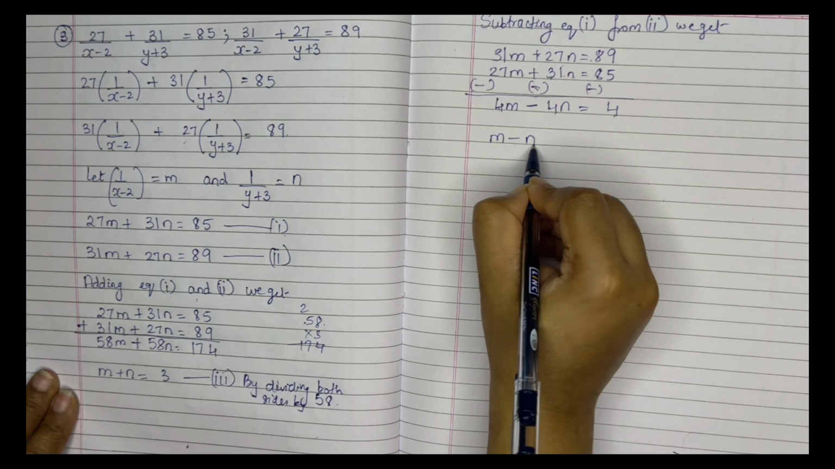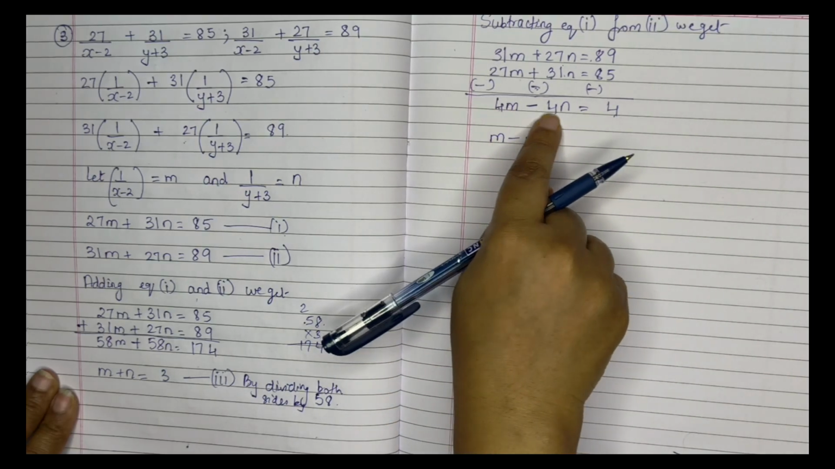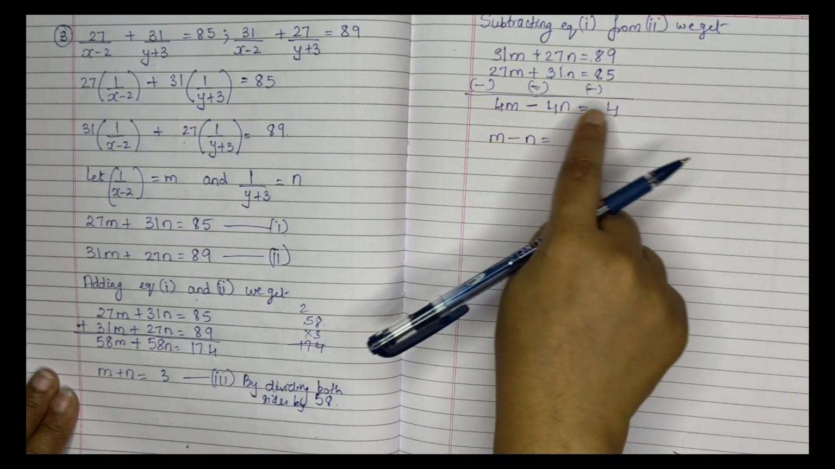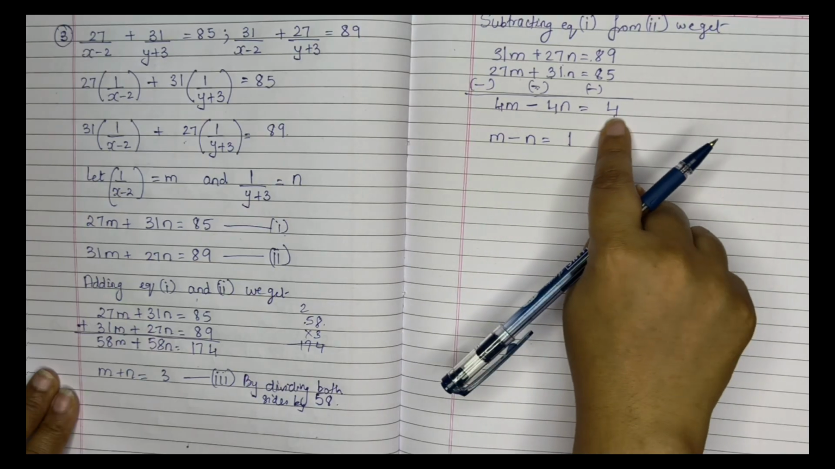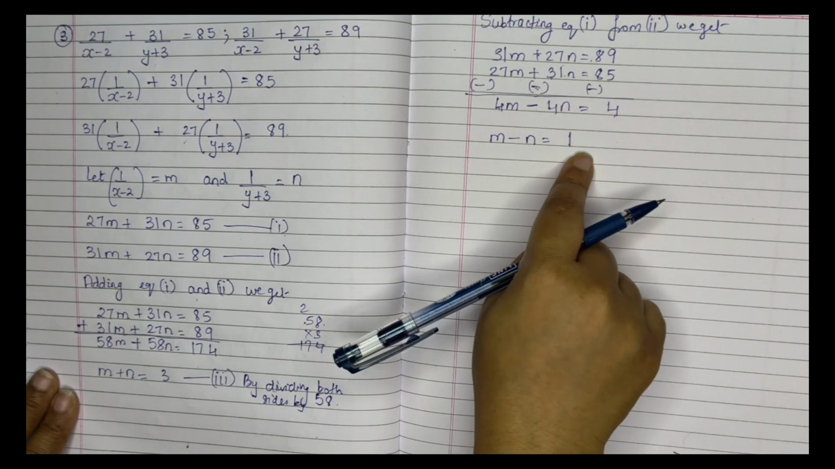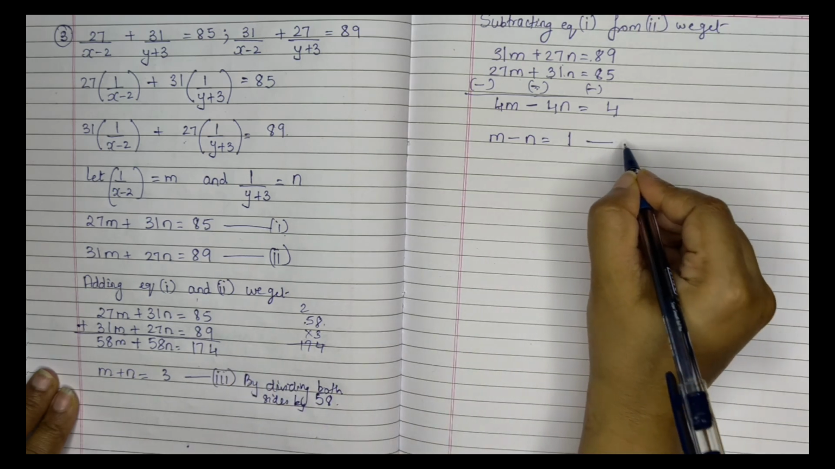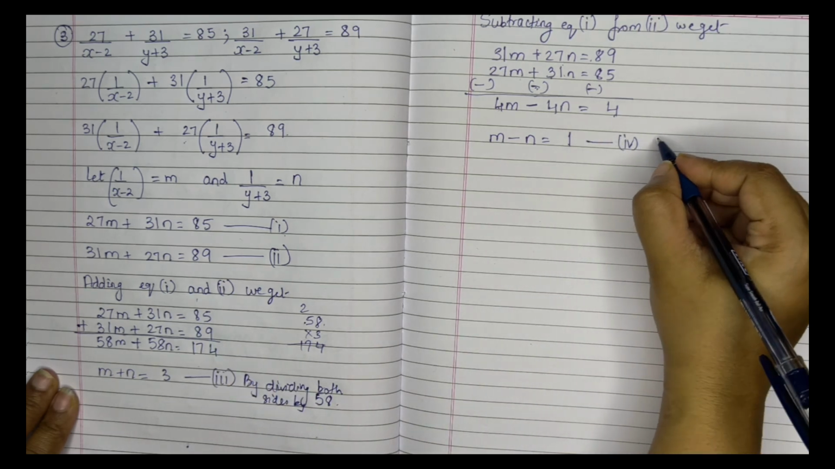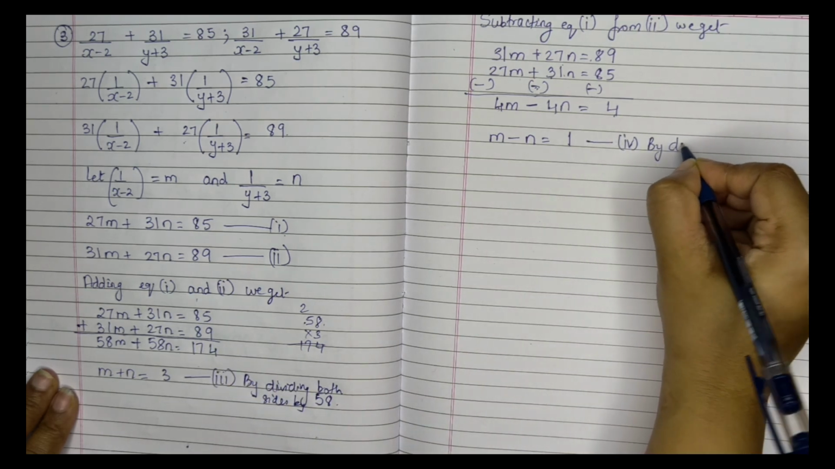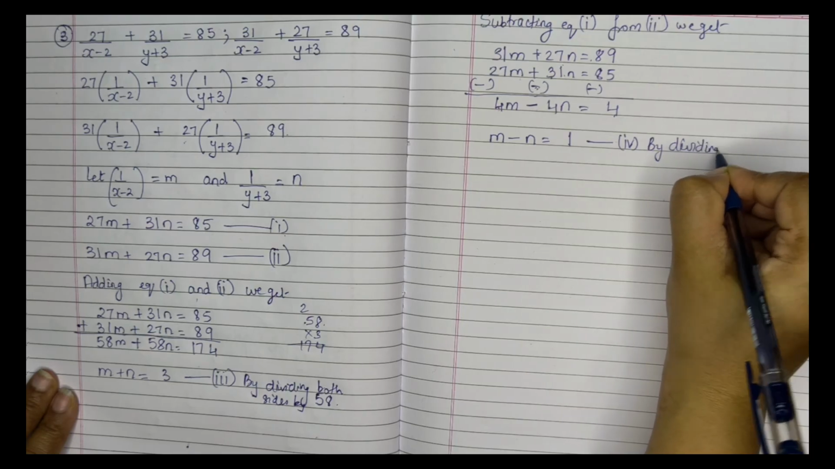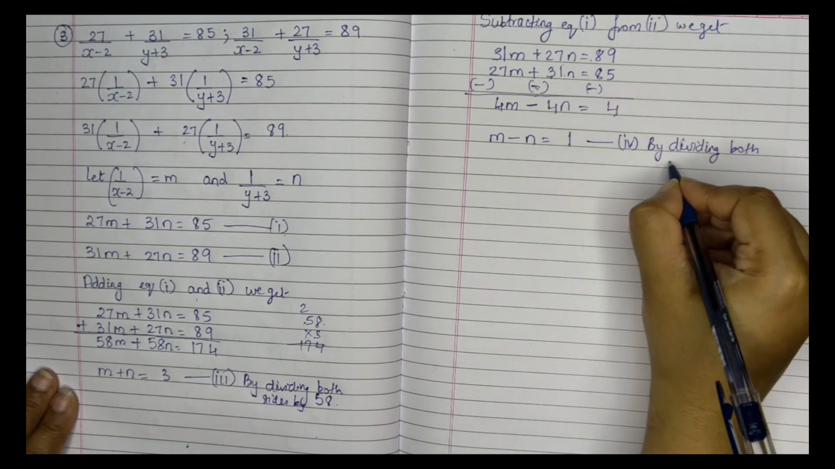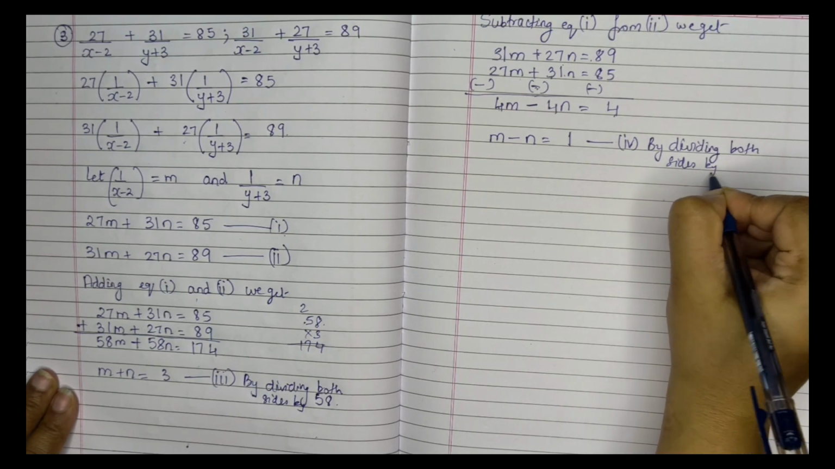m minus n is equal to 4 ones are 4, so the 4 and 4 will go, and it is equal to 1. So m minus n is equal to 1. Now see here, this was our third equation. This will be our fourth equation, and here we will write by dividing both the sides by 4.